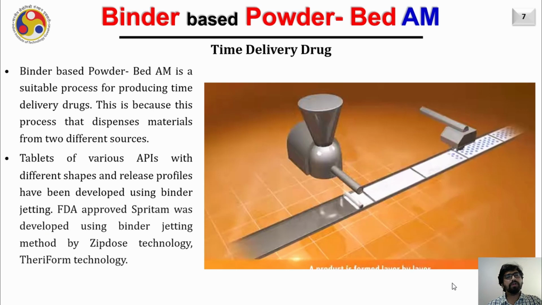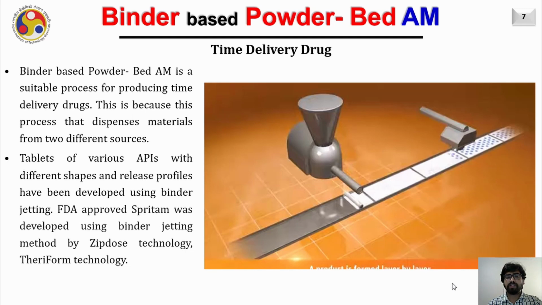Another very important application of binder based powder bed additive manufacturing is for realizing time delivery drugs. The binder based powder bed additive manufacturing is a very suitable process for producing time delivery drugs, and this is because of its capability of having the material from two sides. One is on the powder bed side, where the material is available, and also along with the binder we can mix some drugs, and that can be another source of dispensing the material.